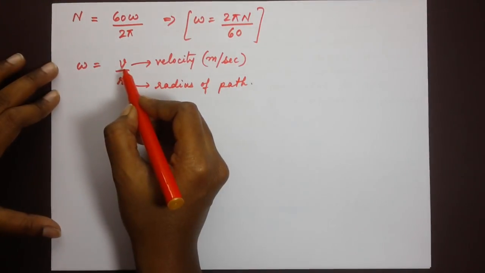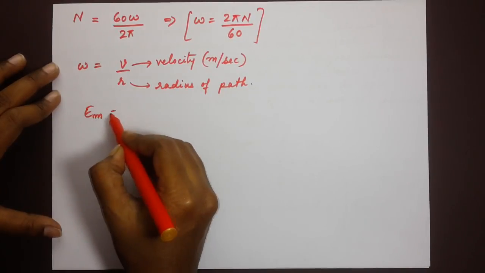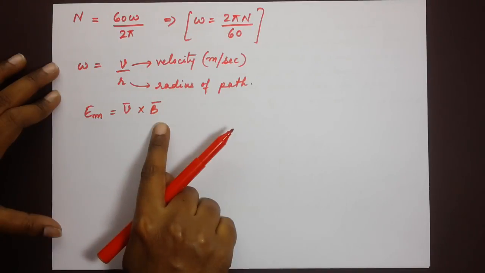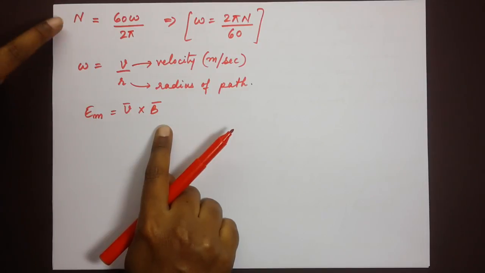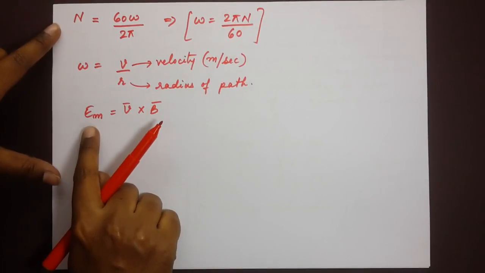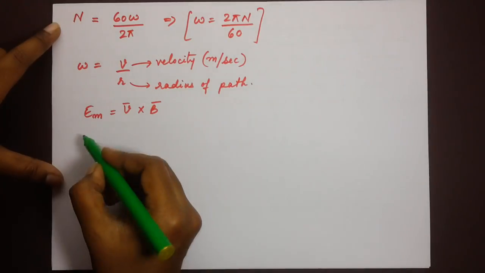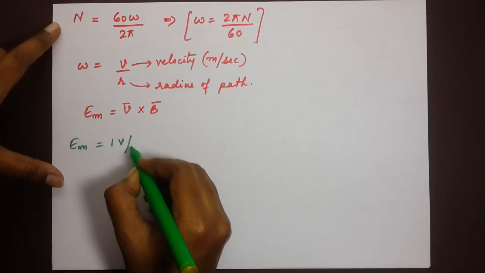Now V can be written in terms of EM. EM is equal to V bar cross B bar. Now this is the usual notation. So these are the expressions with which we will find out what n is. So we have now written the expression for voltage induced in terms of induced electric field. So we found that EM is equal to 1 volt per meter.